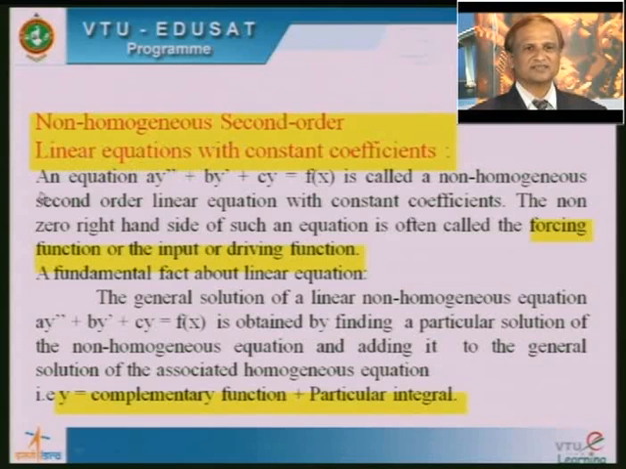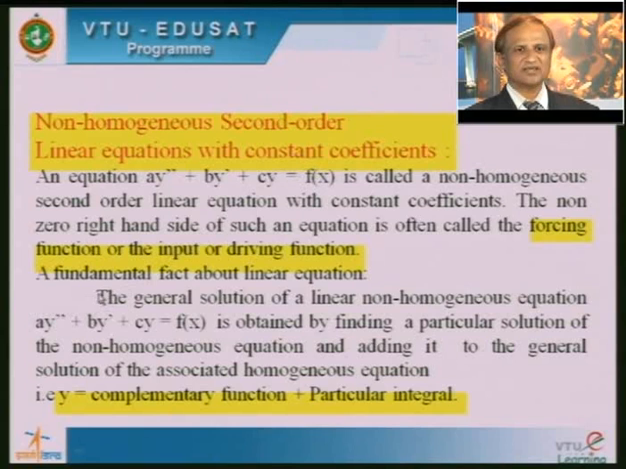Is it clear? Right? The given equation may be in this form: a y double prime plus b into y single prime plus c into y is equal to f of x, which is called a non-homogeneous second order linear equation with constant coefficients, right? The non-zero right hand side of such an equation is often called a forcing function or the input or the driving function. It means we call it a forcing function. Is it clear? Or input function or driving function.